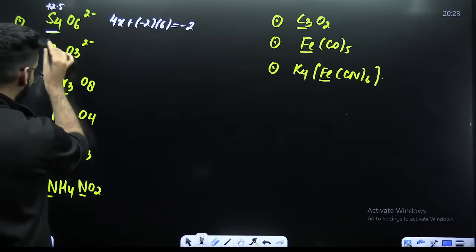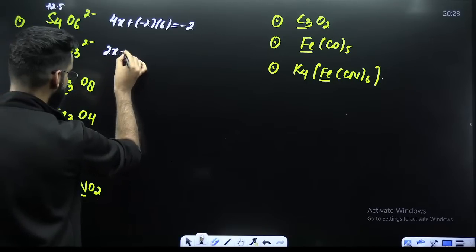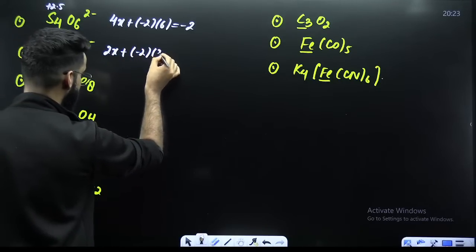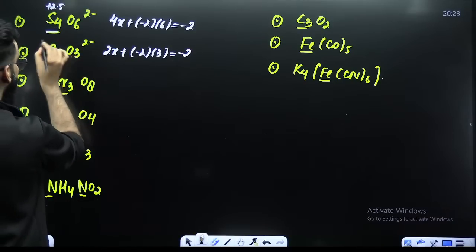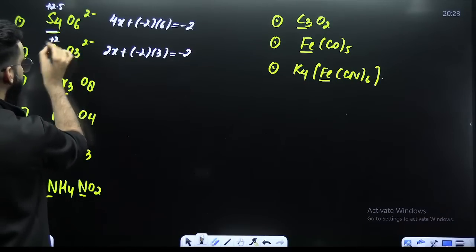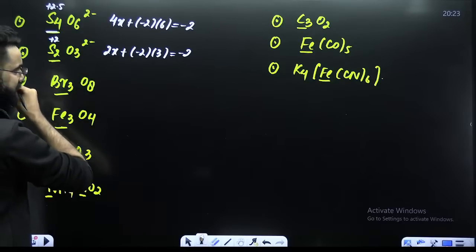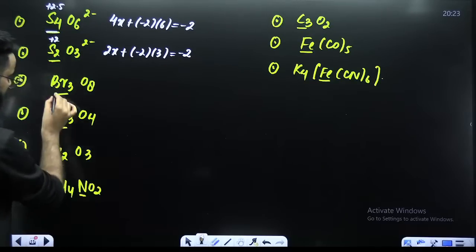Okay. Let the oxidation state of sulfur be X, so it is 2X. Oxygen is going to show -2. There are 3 oxygen atoms. Net charge is -2 here. When you solve this, X value will come out to be how much? It will be +2, I believe. Right? Yes, +2.